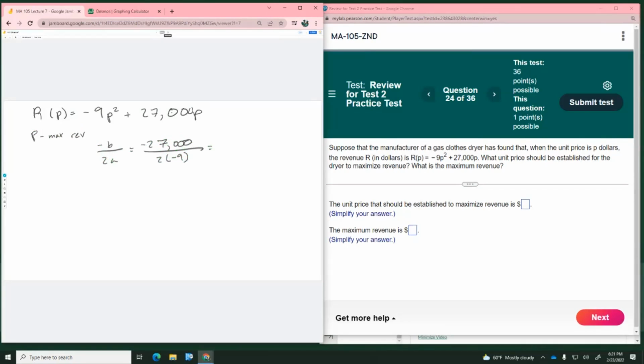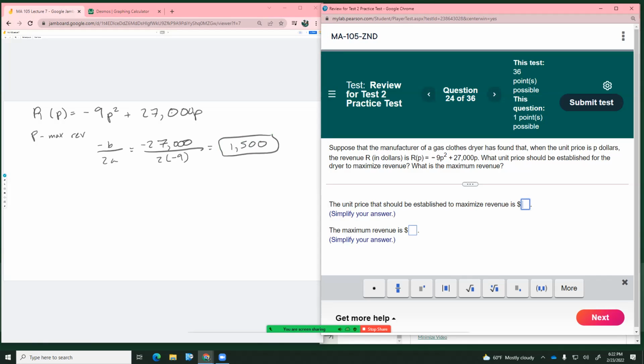Oh, Lord. Let's see. That'll be 1,500. Y'all check me on that, just want to make sure I'm right. Yeah, 1,500. Okay. So that should be the price, because remember, that's the P value. That's our X, if you will. So that's going to be 1,500 right there. Boom.